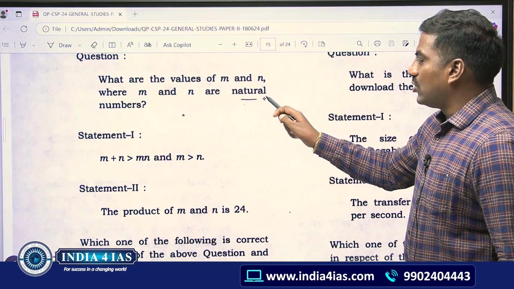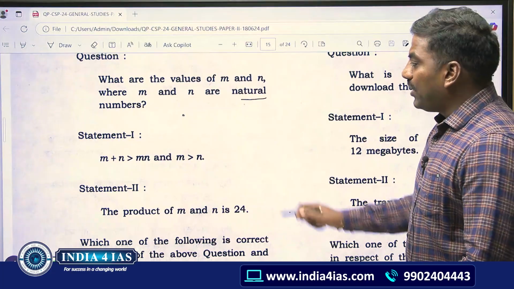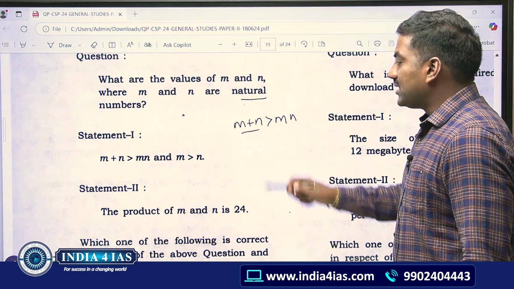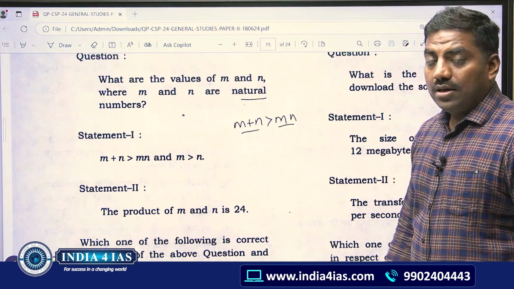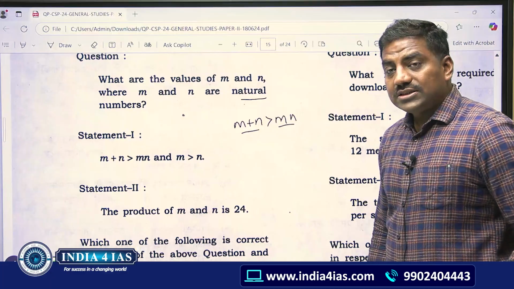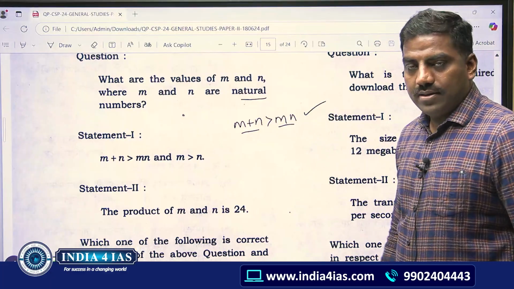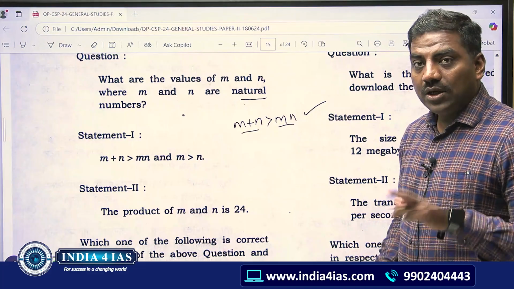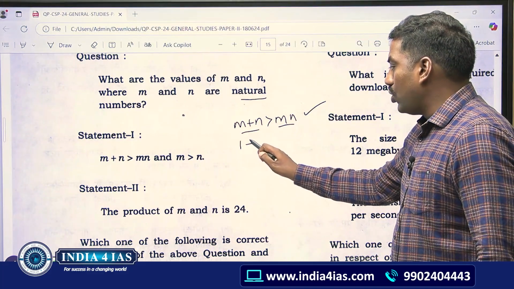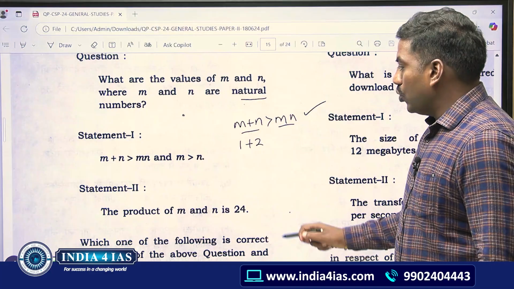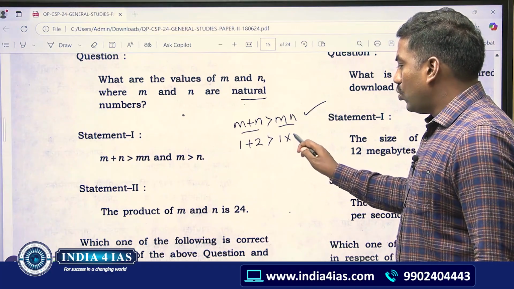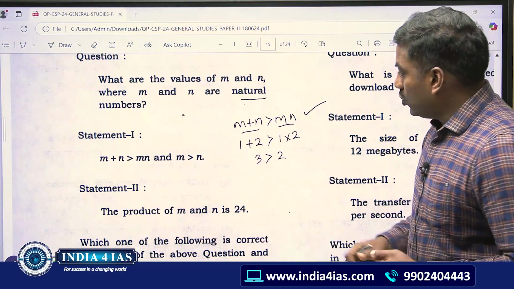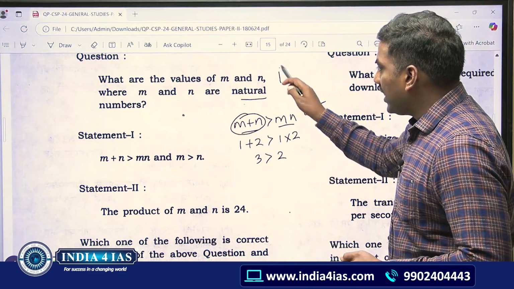They are just natural numbers. This is what we know: m plus n is greater than mn. That means the sum of two numbers is greater than the product of those two numbers. This is a very rare phenomenon, but we get this situation only once, when m is equal to 1 and n is equal to 2. It is greater than 1 into 2, because this is 3, this is 2. So only when one of them is 1, we'll get this condition.